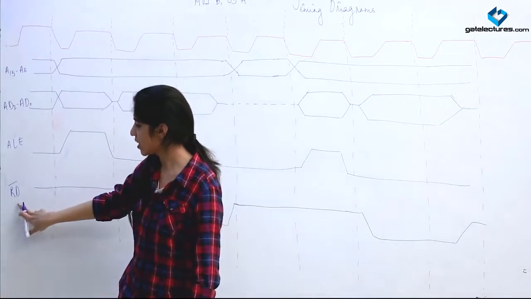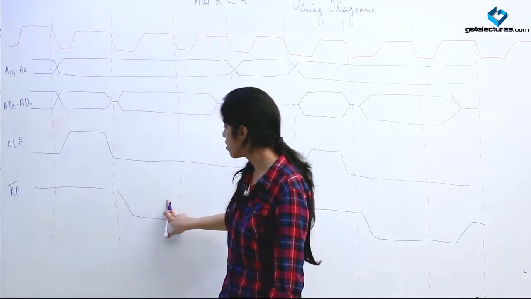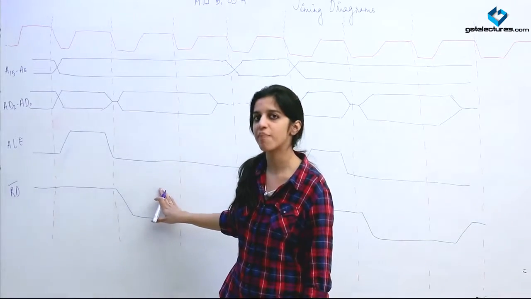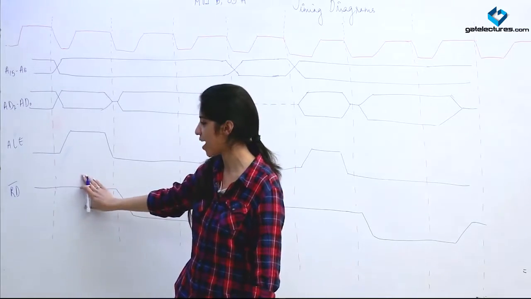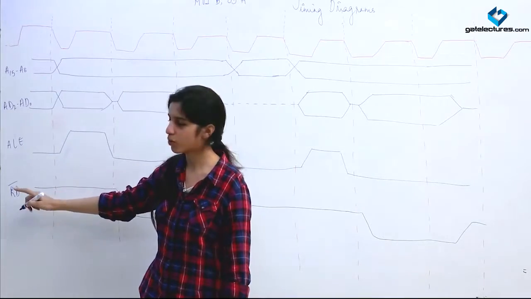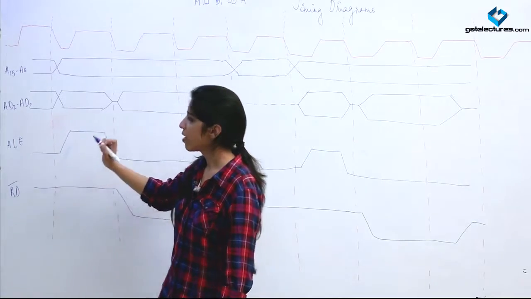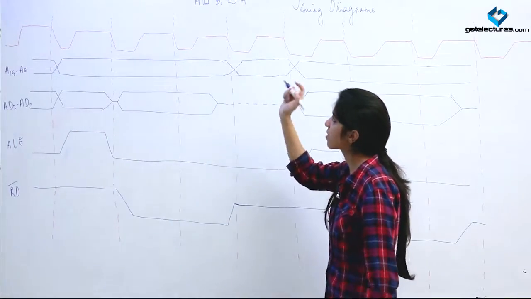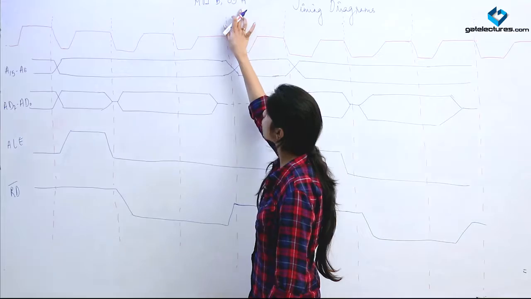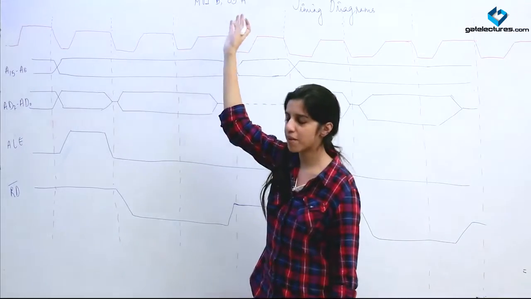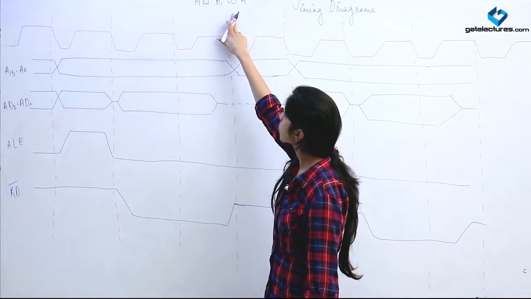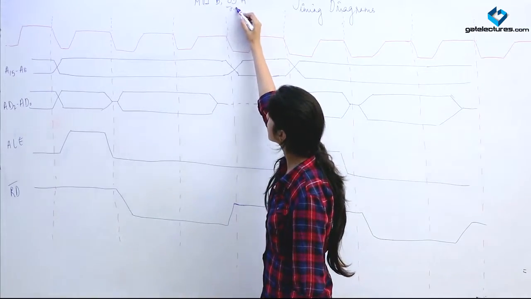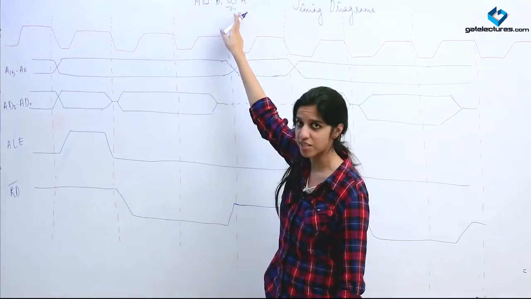This signal is read bar. If read bar is 0, the processor is going to read something from the memory. If read bar is 1, this line is high, therefore no reading procedure will take place. Now we have taken a simple, basic instruction, MVI B, 03H.